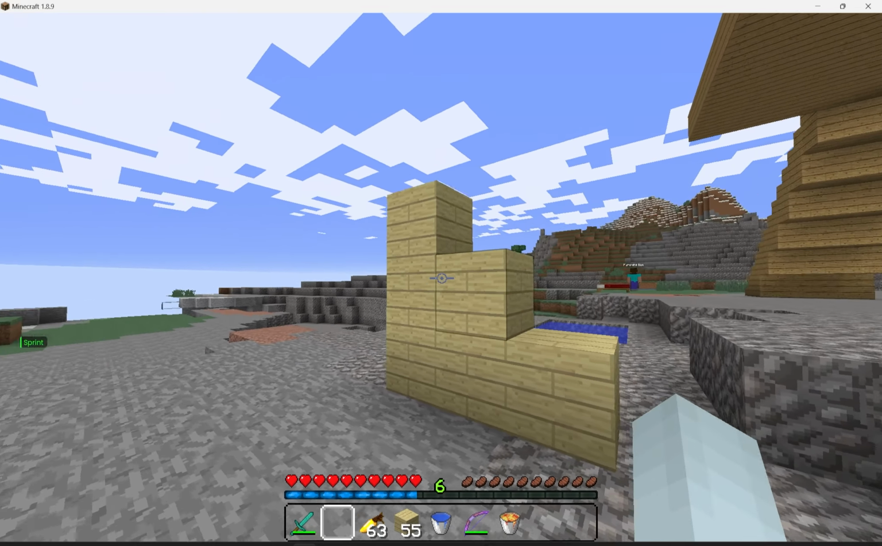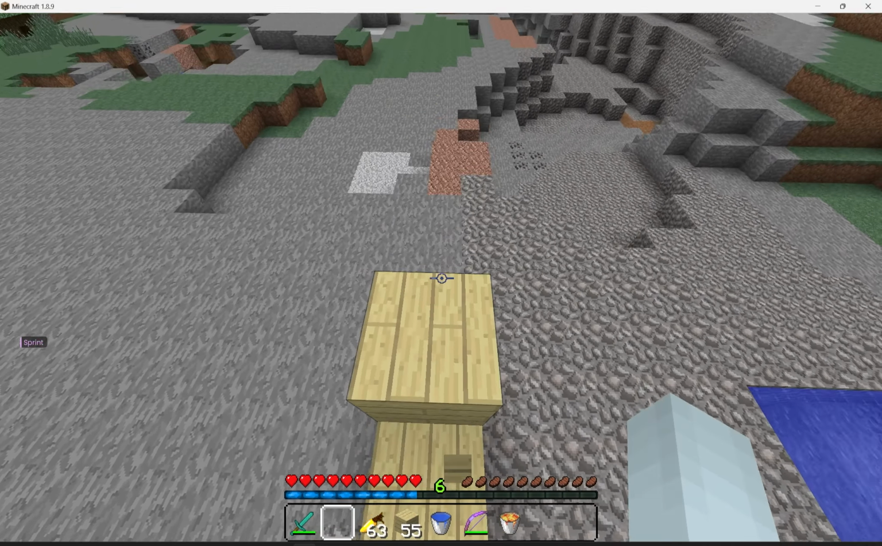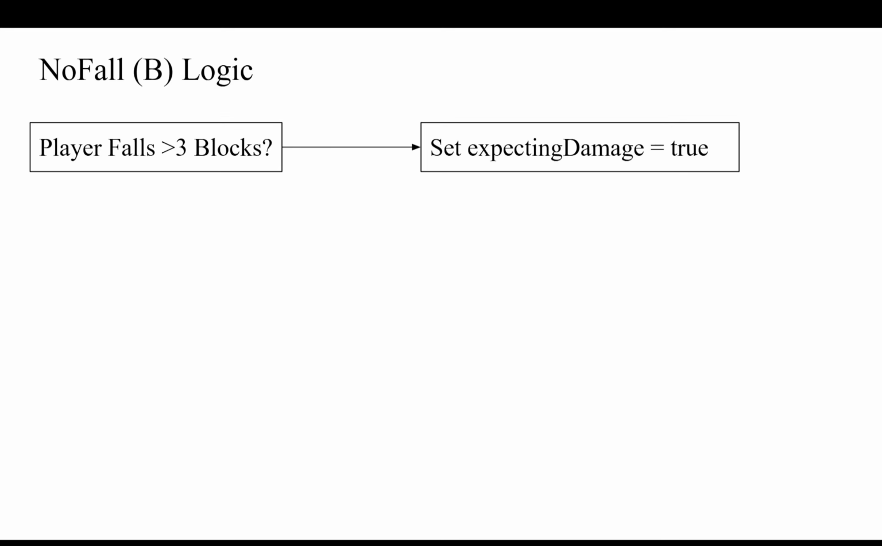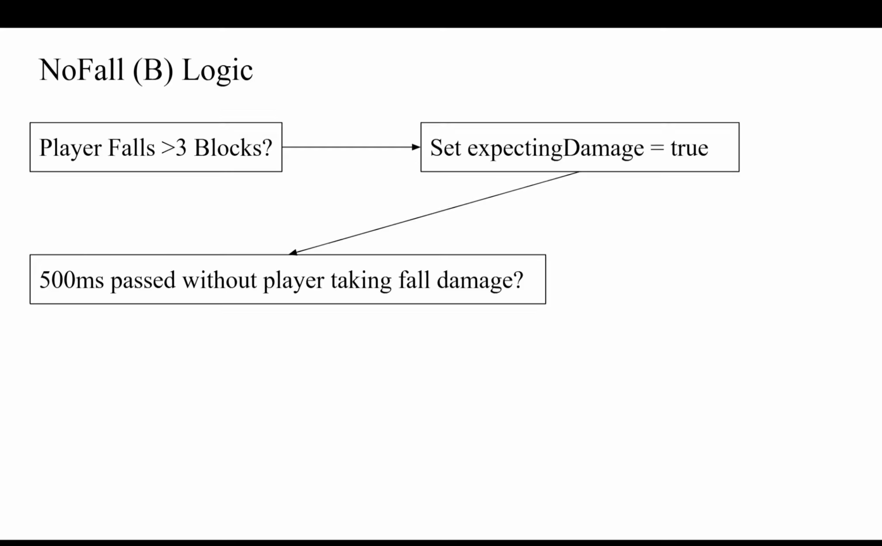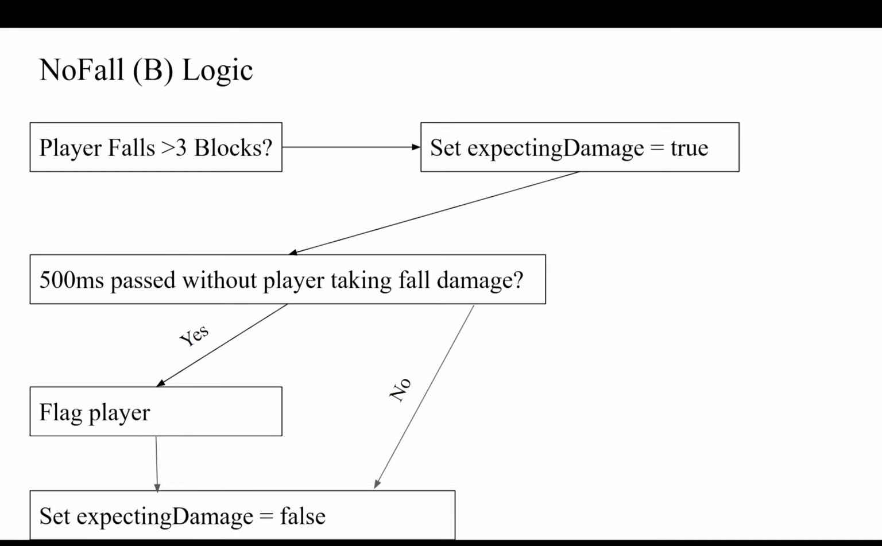In Minecraft, a player is supposed to take fall damage when they fall from greater than 3 blocks. Our NoFall B check, which will actually have very simple logic, will simply check for this behavior. If the player falls more than 3 blocks, we'll set an expecting damage variable to true. If more than 500 milliseconds passes without the player taking this fall damage, then we will flag them for cheating. Otherwise, we will not flag them, and either way, at the end, we will set expecting damage back to false.